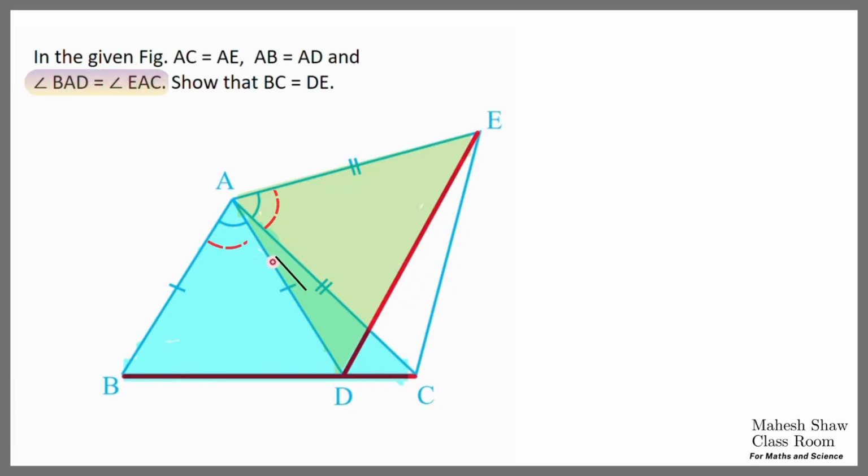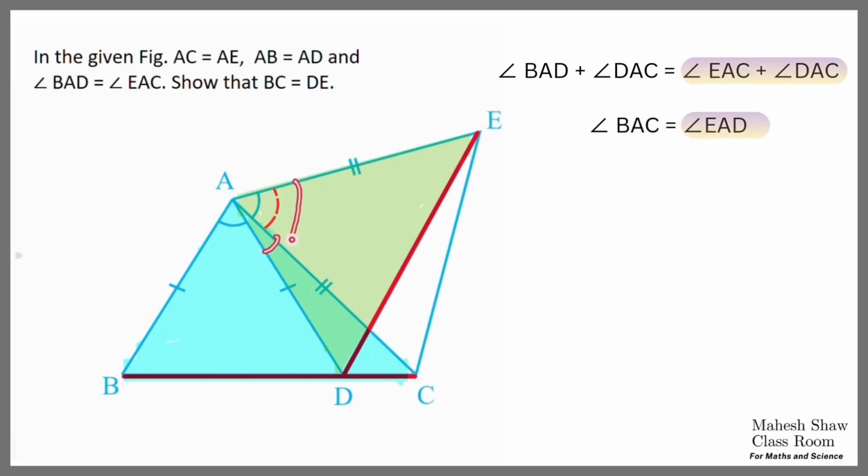To obtain that required angle, we are going to add angle DAC both sides on this given equation. So adding angle DAC to angle BAD, we get this angle as BAC, and similarly on adding this angle DAC to angle EAC, we get this whole angle, that is EAD.